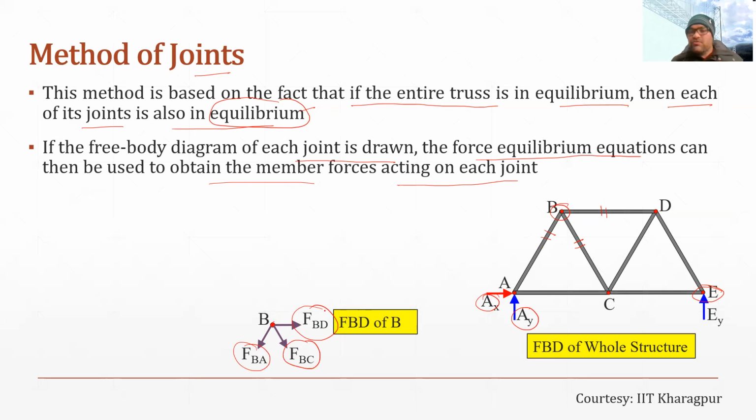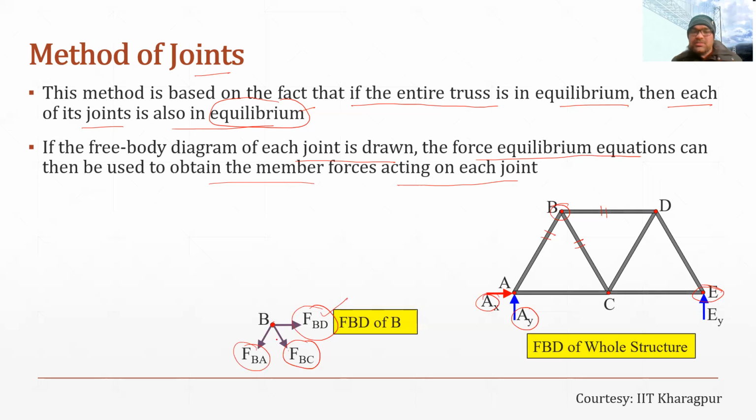Now, what is the nature of this force? Whether it is compressive or tensile remains to be seen, because that is what we are going to calculate. But initially, we have to assume the sense. For example, in the FBD, we have assumed the sense of force FBD to be away from the joint. Similarly, the FBC sense is also away from the joint, and the FBA sense is also away from the joint. So all forces are pointing away from the joint. That is what we have assumed.